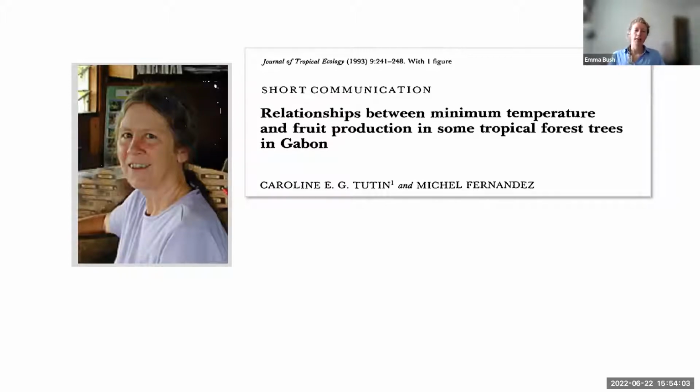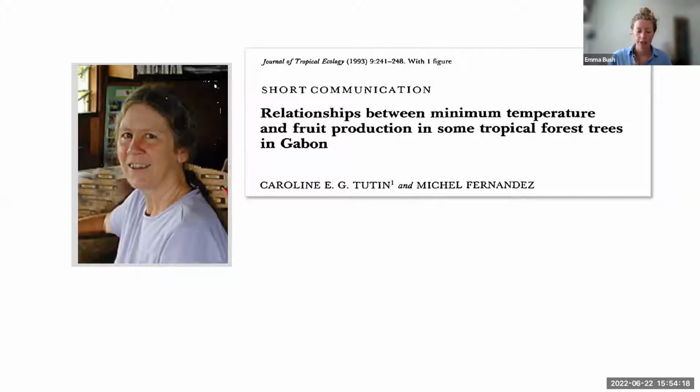And very early on, Caroline Tutin noticed and published in 1993 this hypothesis of a link between a drop in nighttime temperatures during the long dry season and subsequent fruit production for about 6 of the tree species.